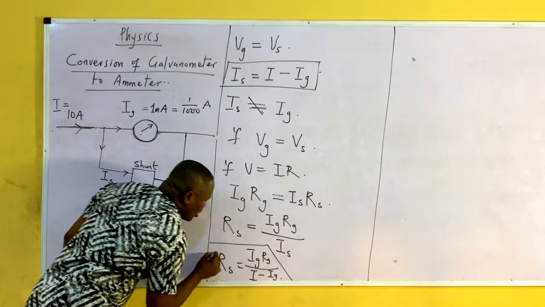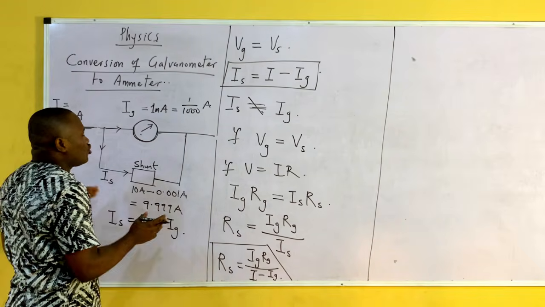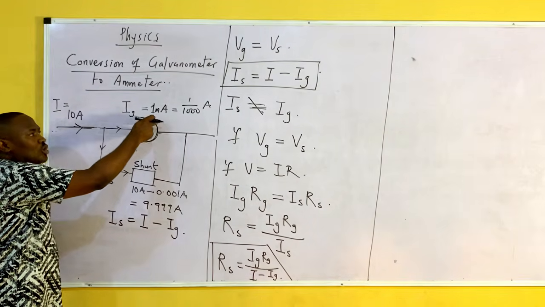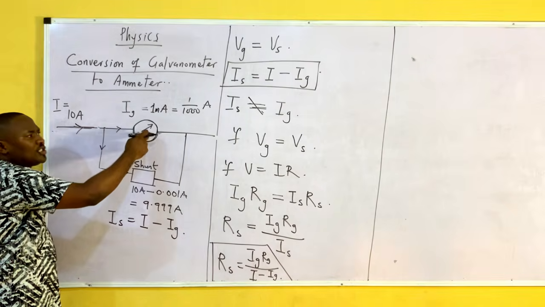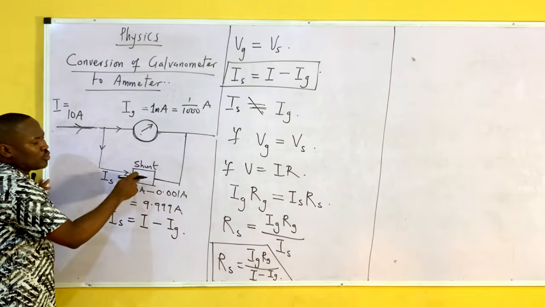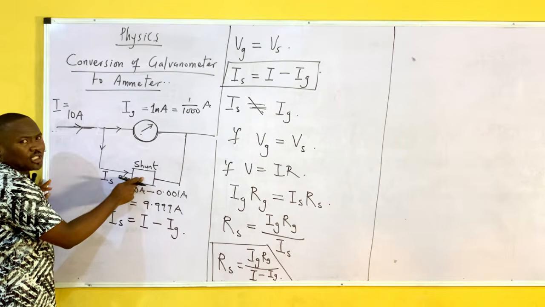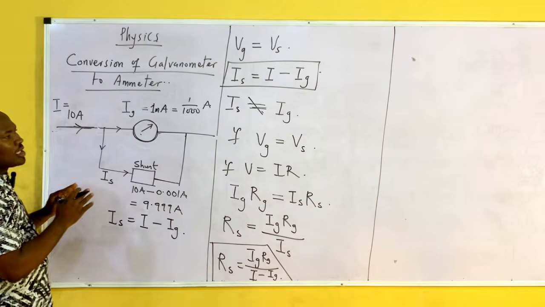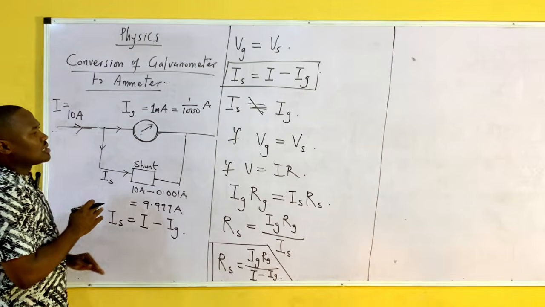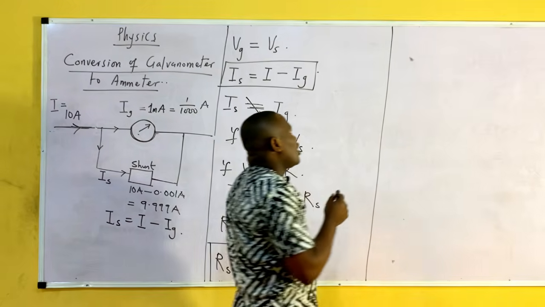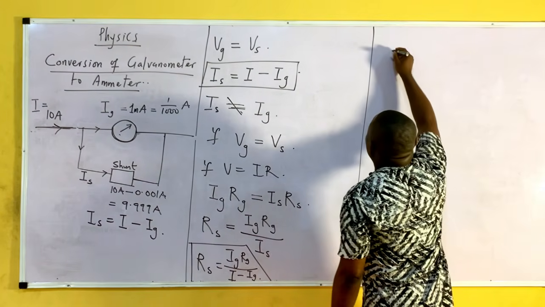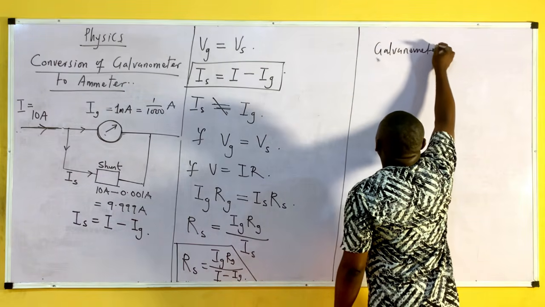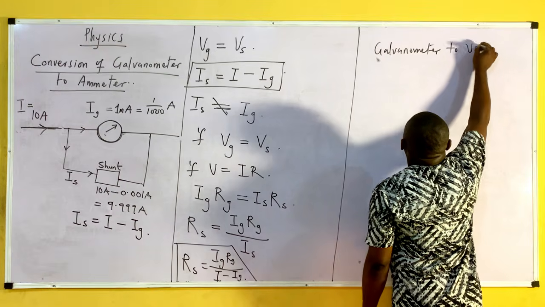This can be used to solve this question if you don't want to use the normal simple application where you say, I know the current here, I know the voltage here, I can find the resistance. So I will be solving questions to show us how we do this. But before then, let's look at conversion of a galvanometer to a voltmeter.